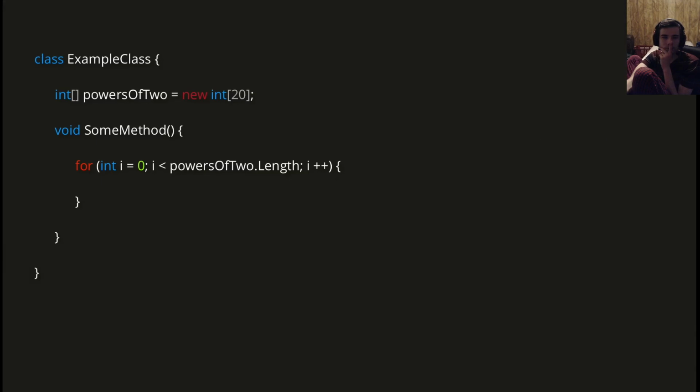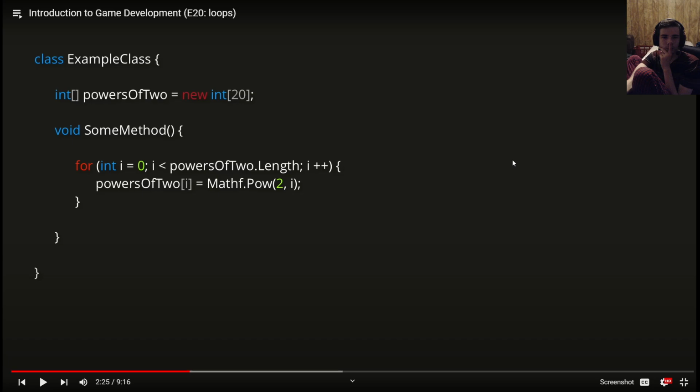Now, inside the loop, we can simply have powers of 2 with an index of I is equal to 2 to the power I, using the Mathf.Pow method.